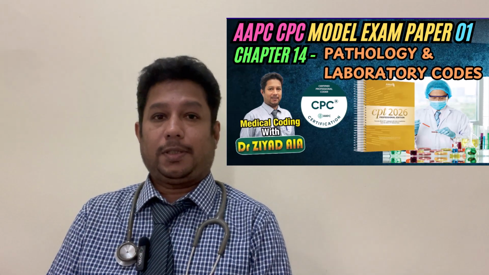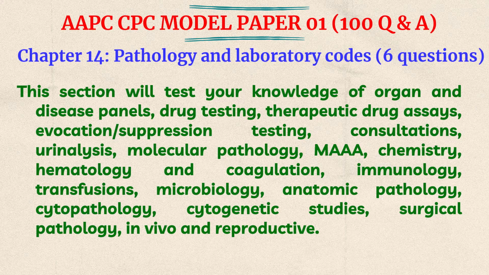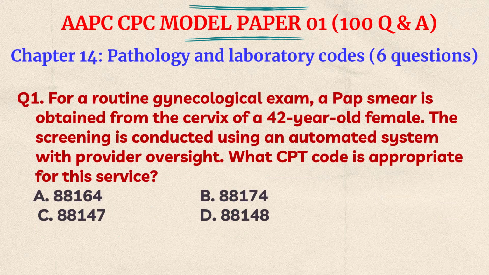Chapter 14, Pathology and Laboratory Codes. There are 6 questions. This section will test your knowledge of organ and disease panels, drug testing, therapeutic drug assays, evocation or suppression testing, consultation, urinalysis, molecular pathology, MAAA, chemistry, hematology and coagulation, immunology, transfusions, microbiology, anatomic pathology, cytopathology, cytogenetic studies, surgical pathology, in vivo, and reproductive. So let's go for the first question.